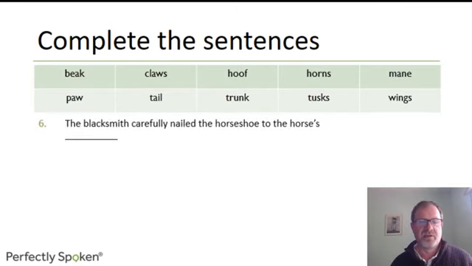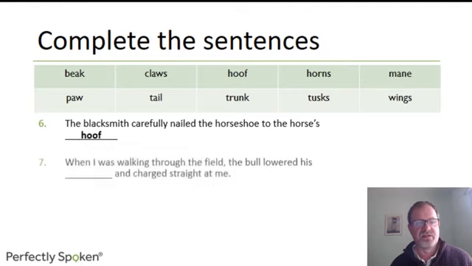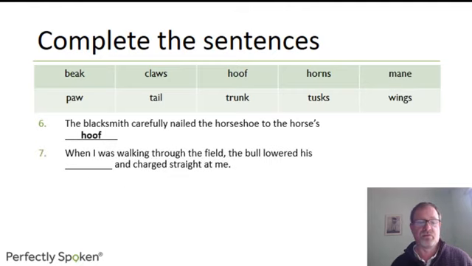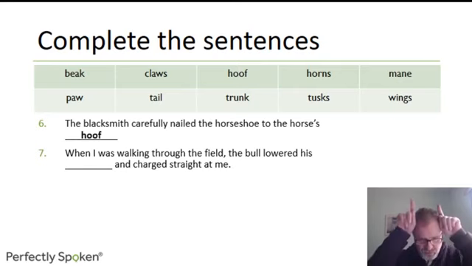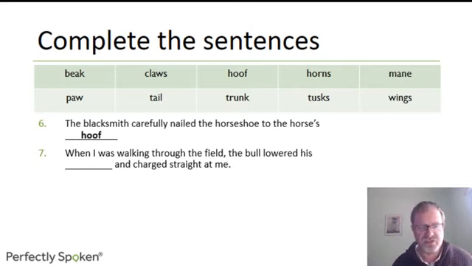Okay. The blacksmith, this is a person who works with metal, traditionally, carefully nailed the horseshoe to the horse's hoof. The hoof, the foot of the horse. Number 7. When I was walking through the field, the bull lowered its something and charged straight at me. It's not true, fortunately. It lowered its horns and charged straight at me.